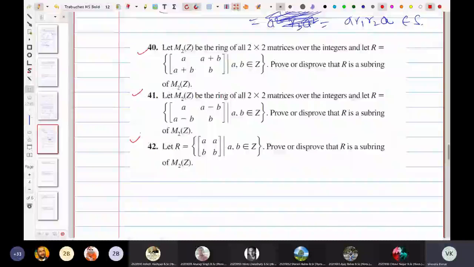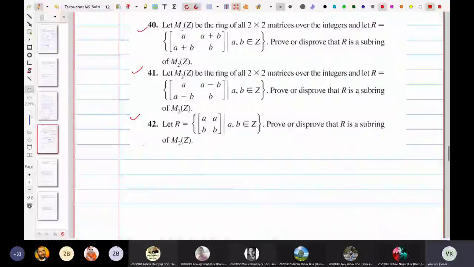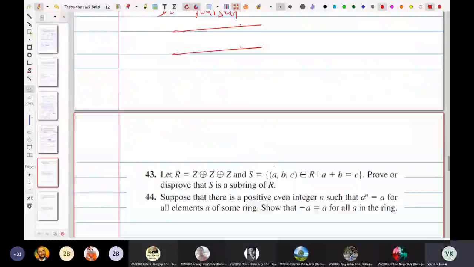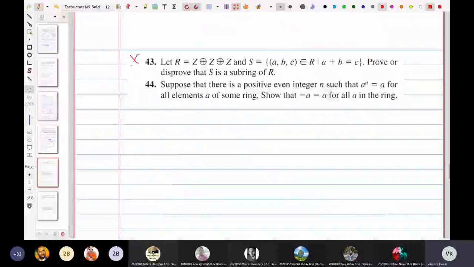Questions number 40, 41, 42 are simple examples from 2x2 matrices, and you need to prove or disprove that they are subrings. So do it yourself; you can verify. Question number 43 we are not going to do because we have not discussed anything like direct product, so we will leave it.